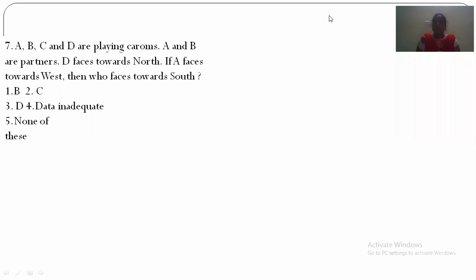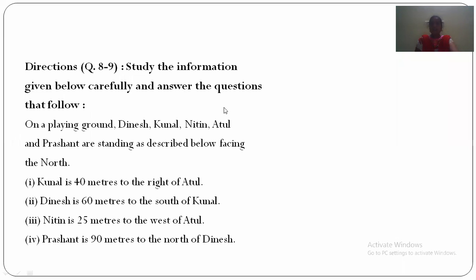So if we have understood simple logical things in the problems, then we can easily solve this kind of problem. And another kind of problem, they will ask you like puzzles. Like these puzzles they will give you. On a playground, Dinesh, Kunal, Nitin, Atul and Prashant are standing as described below, facing the north. So we have to solve them. Kunal is 40 meters to the right of Atul.